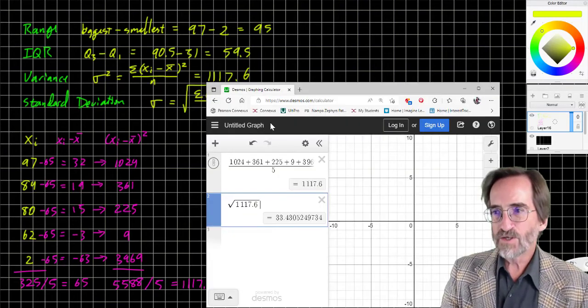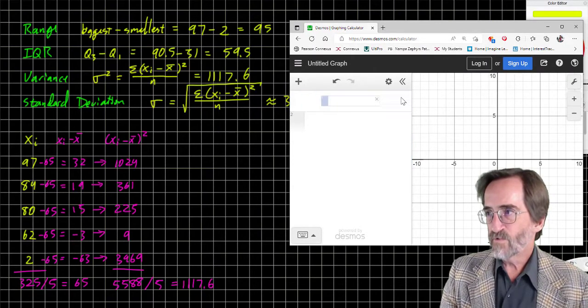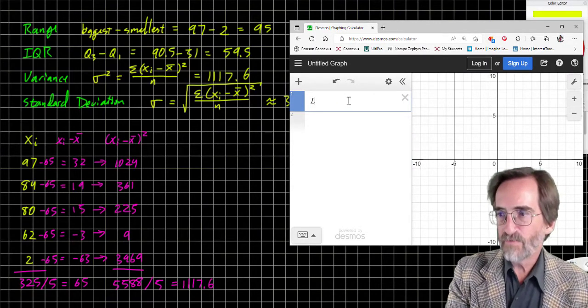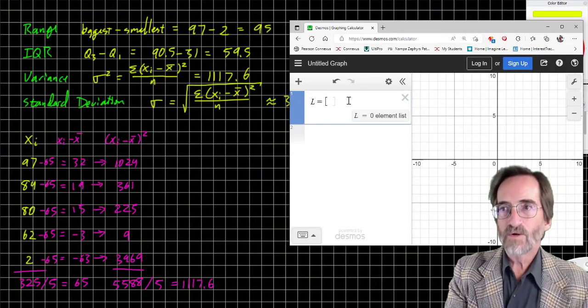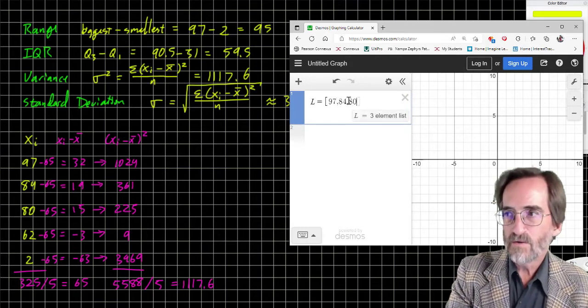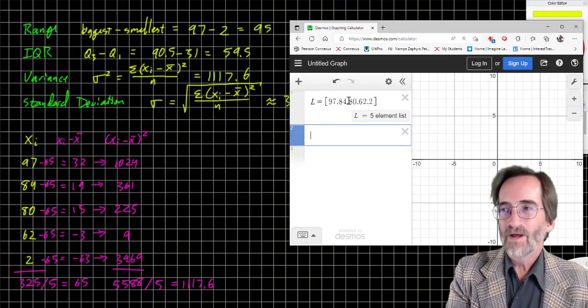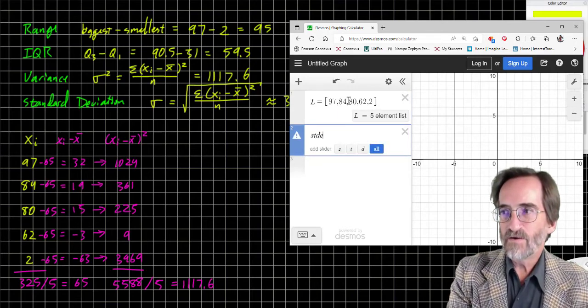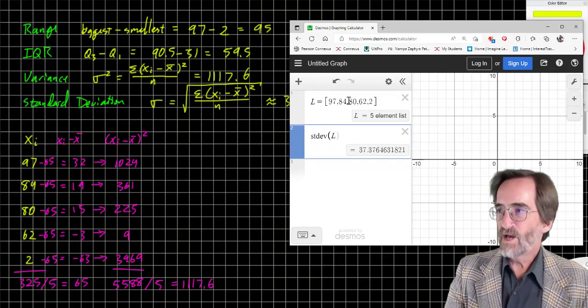All right, let me show you in Desmos how to find the standard deviation straight off here. Okay, so first of all, I'm just going to make a list, and I'm going to type a capital L equals square bracket, and then I'm going to put in my numbers here, 97, 84, 80, and we're going to find out if we did it correctly, if we didn't make any mistakes. I do not know if I made a mistake. It's entirely possible. And then standard deviation, stdev L. And it says 37.4.